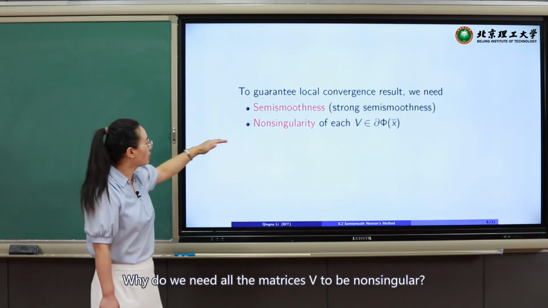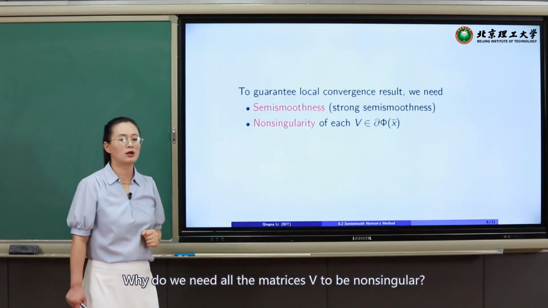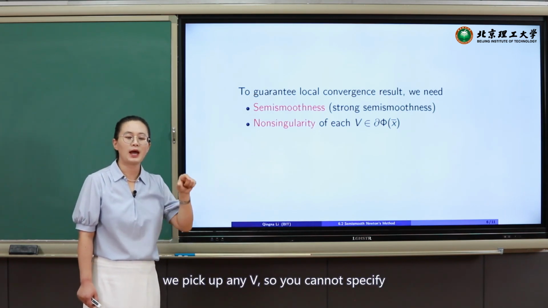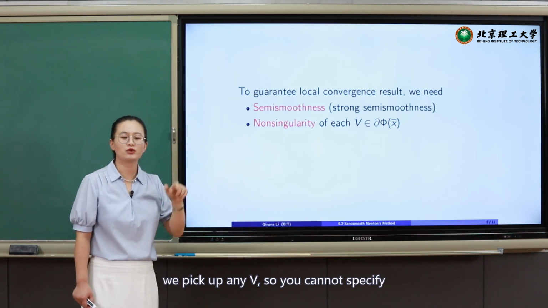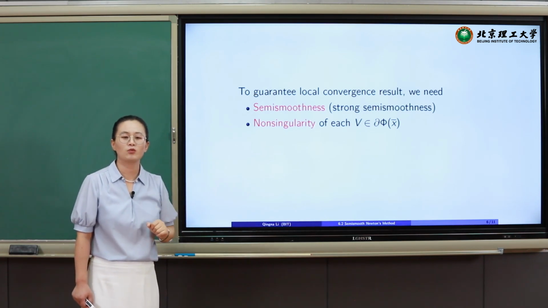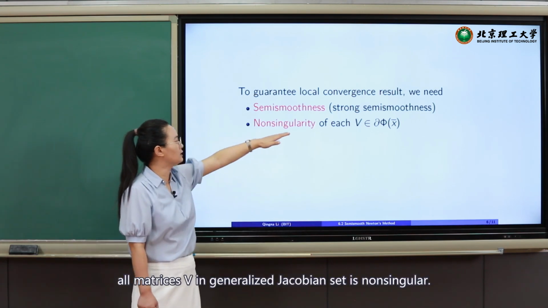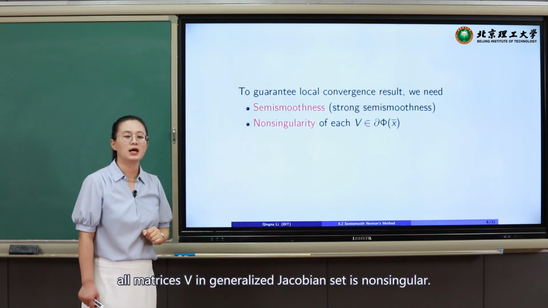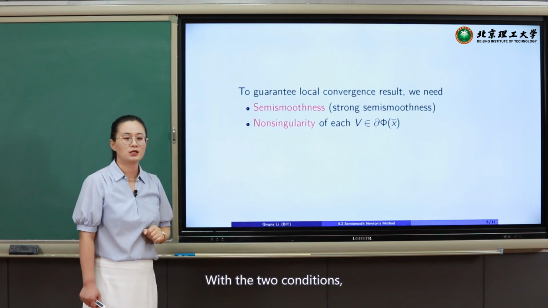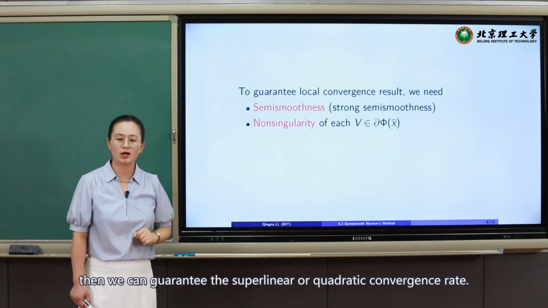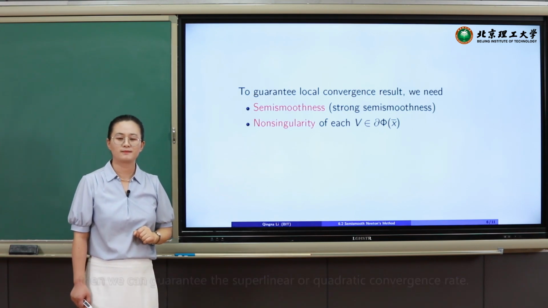Why do we need all the matrices V to be non-singular? Because in non-smooth Newton's update, we pick any V, so you cannot specify which V you choose. So we have to assume that all matrices V in the generalized Jacobian set are non-singular. With the two conditions, we can guarantee the superlinear or quadratic convergence rate.